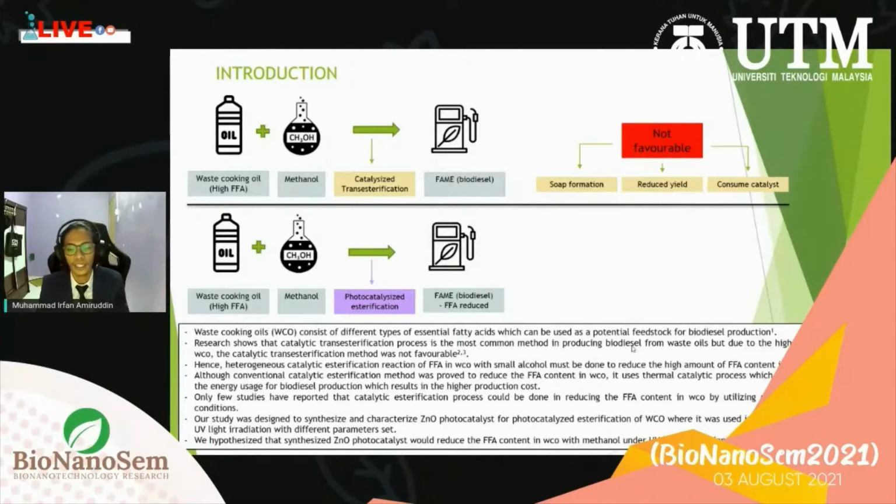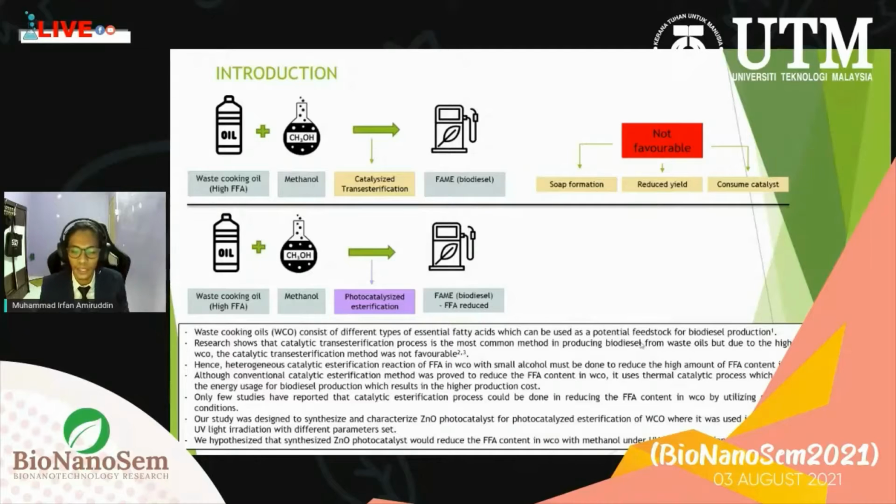Although the conventional catalytic esterification method was proved to reduce the free fatty acid content in WCO, it uses a thermal catalytic process, which significantly increases the energy usage for biodiesel production, resulting in higher production cost. Therefore, only a few studies have reported that catalytic esterification could be done in reducing the free fatty acid content in WCO by utilizing photocatalyst in ambient condition.